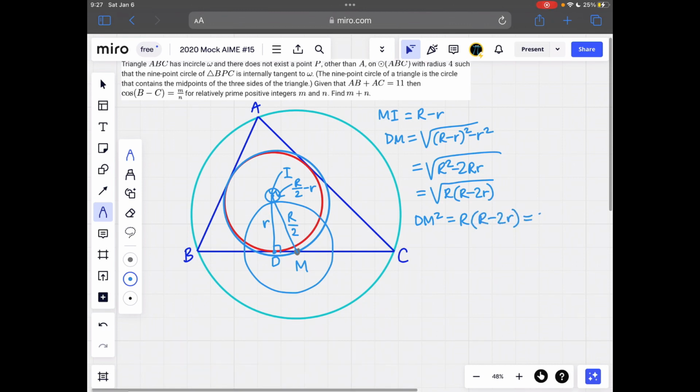But guess what? That's also equal to OI squared. This is exactly Euler's formula for the distance squared between the incenter and the circumcenter. That's OI squared. So dm squared equals OI squared. Now we can add in point O. Point O is right there. We have both OM and ID are perpendicular to BC, and OI equals DM. So in particular, OIDM is a rectangle.